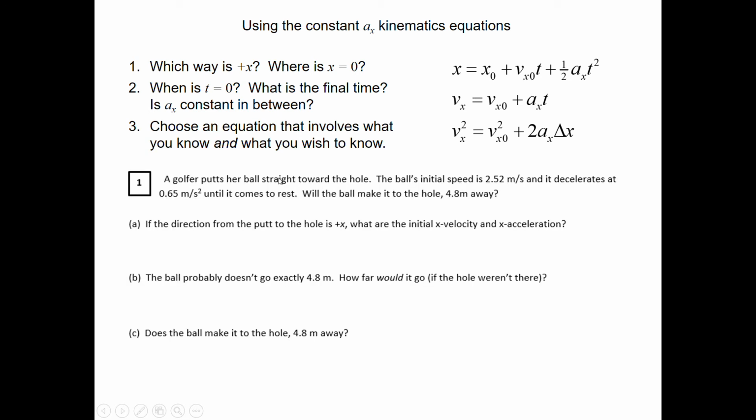And then finally, we need to look at these three kinematics equations and choose an equation, hopefully, that involves some symbols that we know. There's a lot of symbols in here. We're going to have to get used to this. We want it to involve symbols that we know and the symbol for what we want to know in the problem. If there's something that we don't know and we don't want to know it, we'd prefer to avoid that equation and use another one if possible.